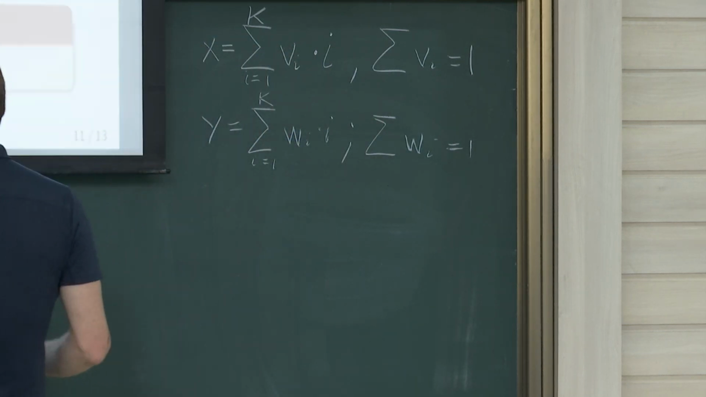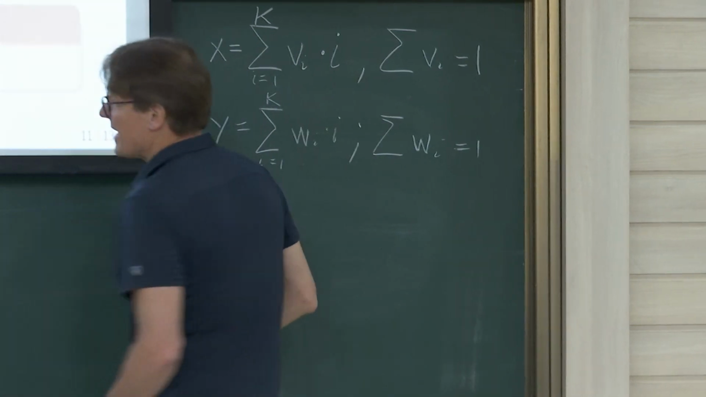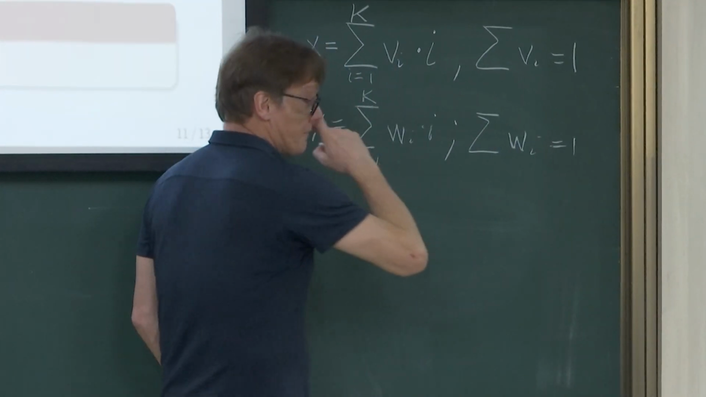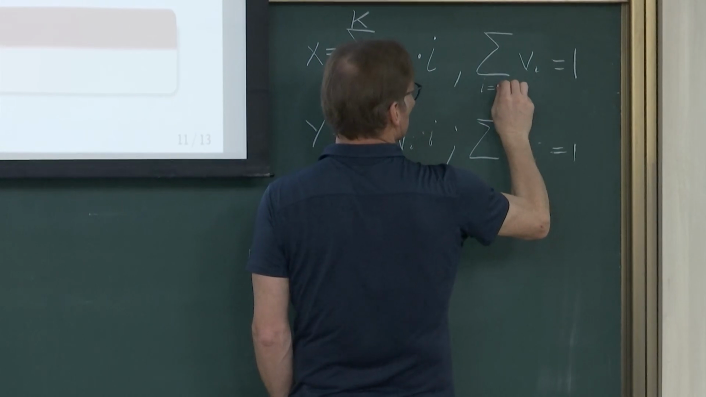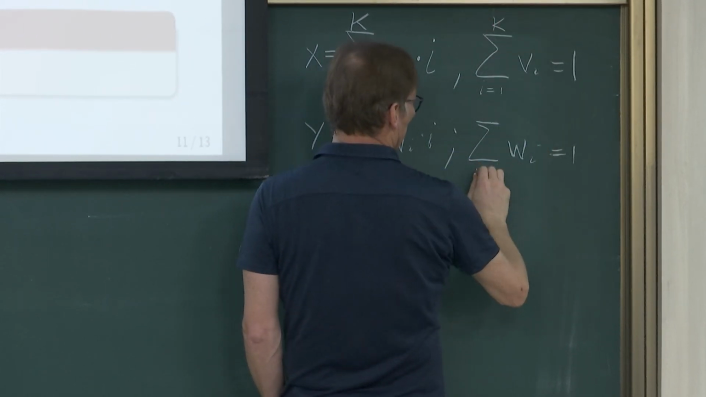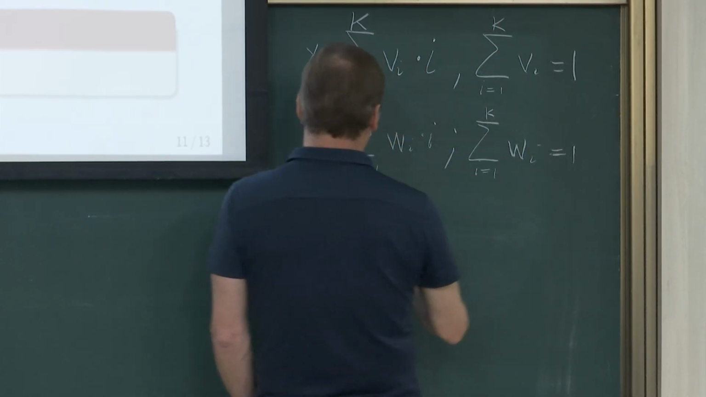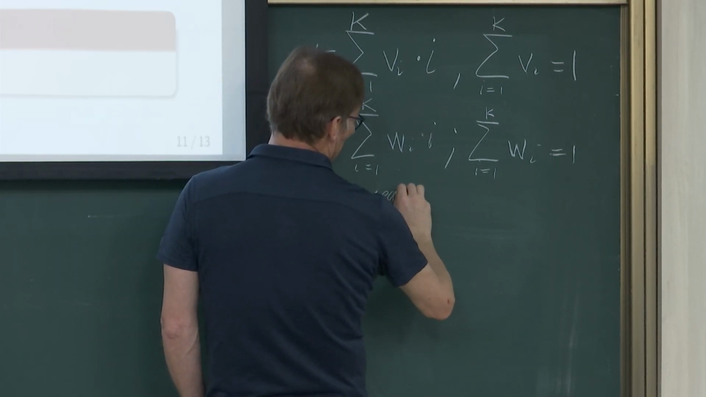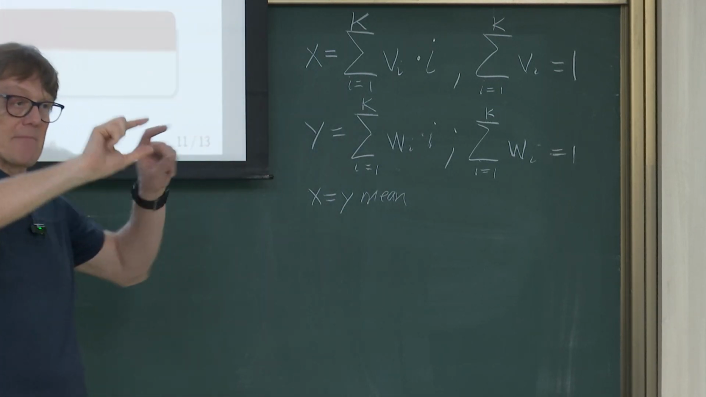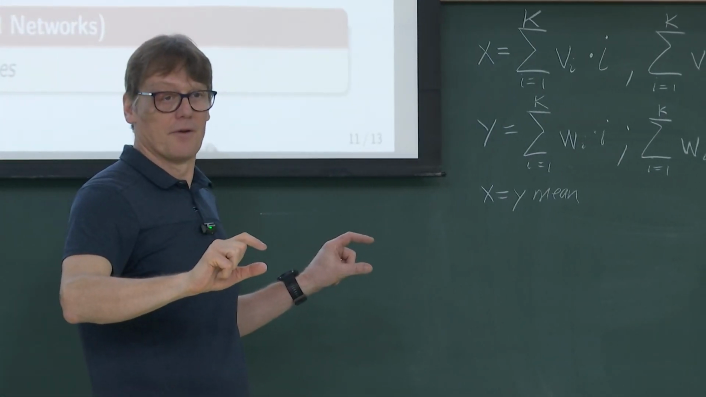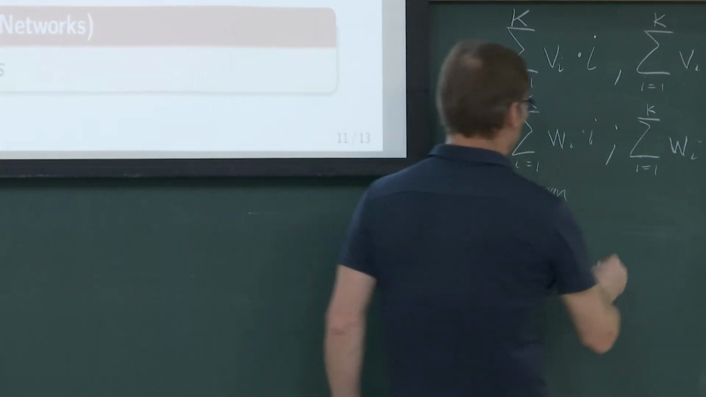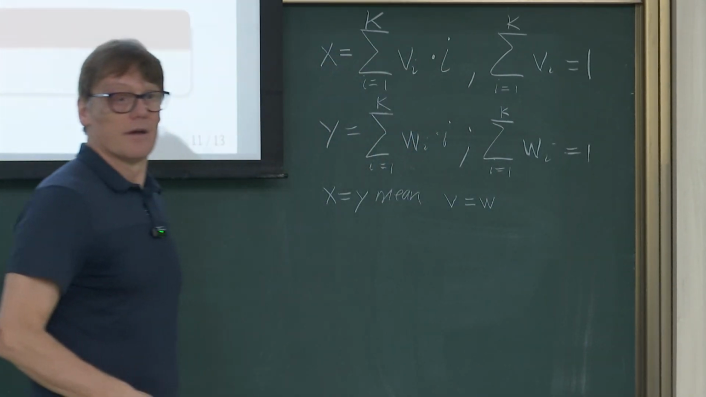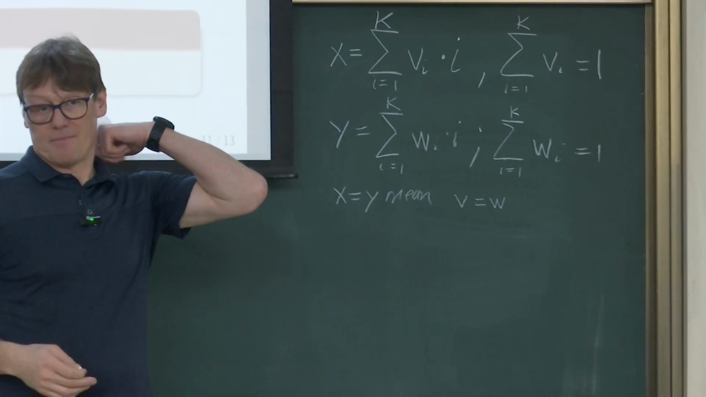Okay, and then I realized that x is equal to y. So I now have these two encodings of my integer, and x equals y. What does that mean? That means that I have the same binary string for both, right? So that means that the vector v has to be equal to w, because they both pick out the same integer.